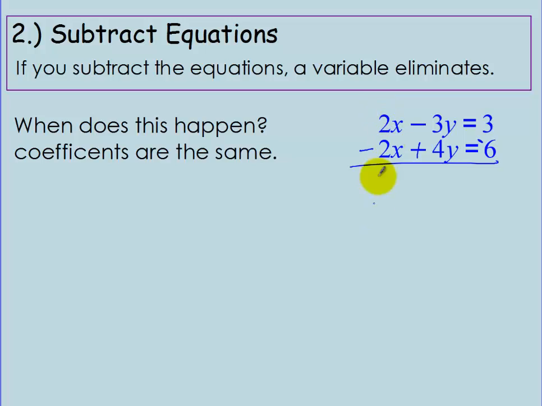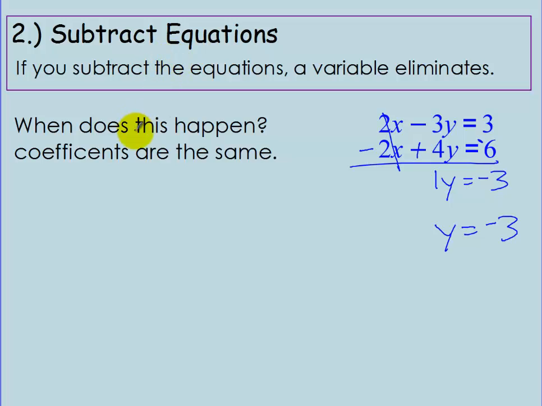When you subtract, that goes out to 0. That eliminates. Negative 3 plus 4y is 1y. Equals drops down. And 3 minus 6 will be negative 3. So y equals negative 3. In this case, x eliminated again.